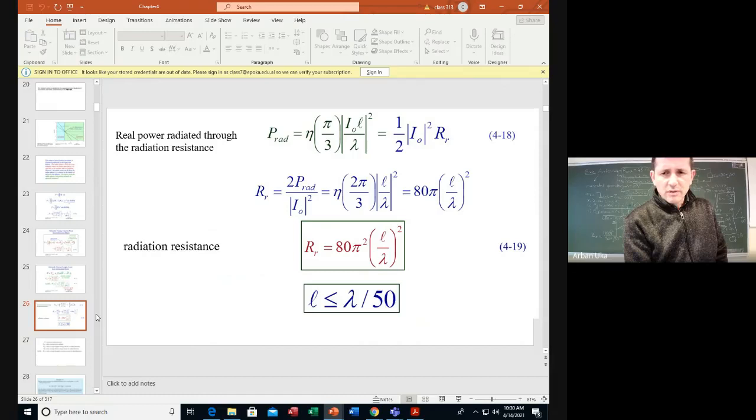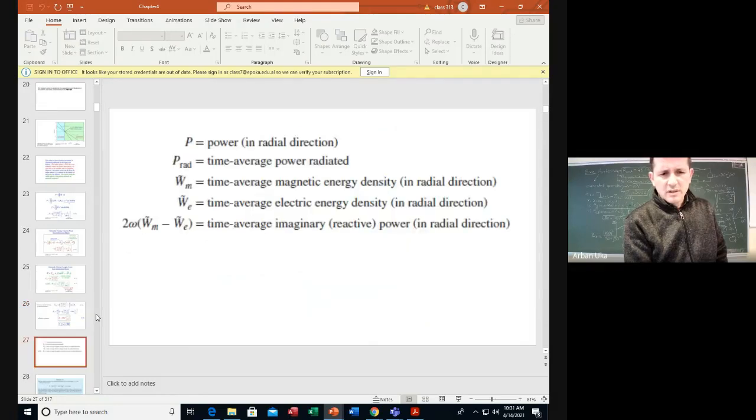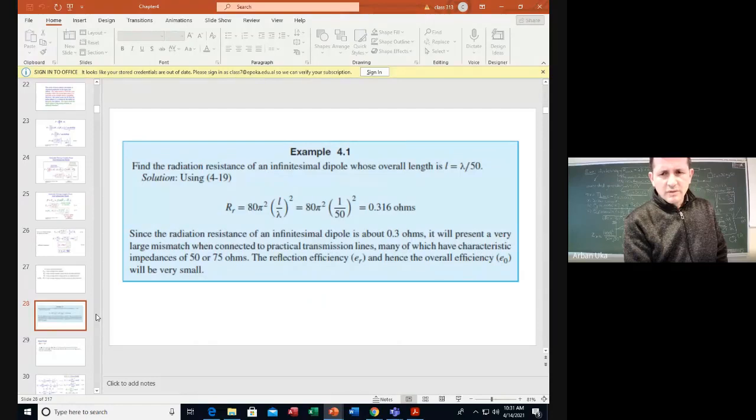Once we put together some terms, we can also define a radiation resistance of an antenna. And the radiation resistance of an infinitesimally small antenna apparently is proportional to the length squared divided by the wavelength squared. This is the radiation resistance. And here we can have an example which says: given the length, find the radiation resistance for an infinitesimal dipole antenna if the length is lambda over 50. For lambda over 50, we see that the radiation resistance is going to be 0.3 ohm.